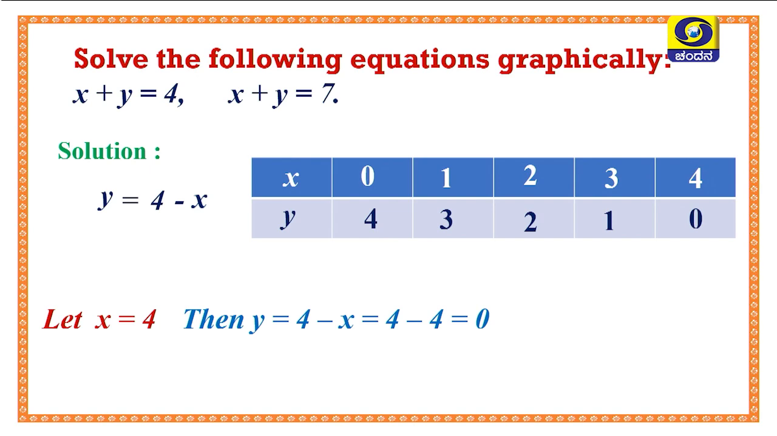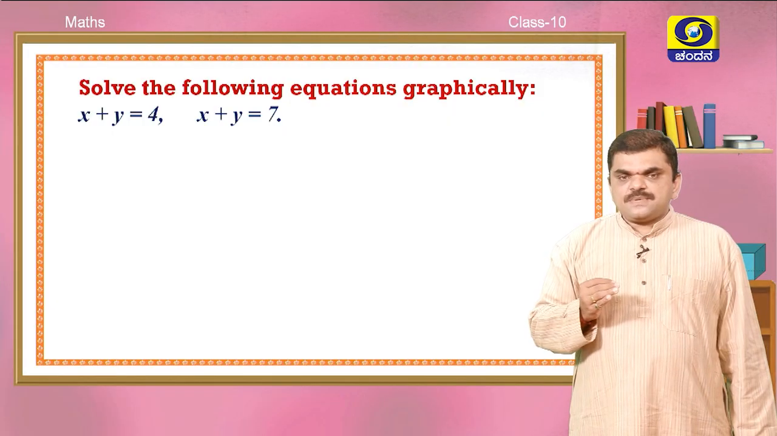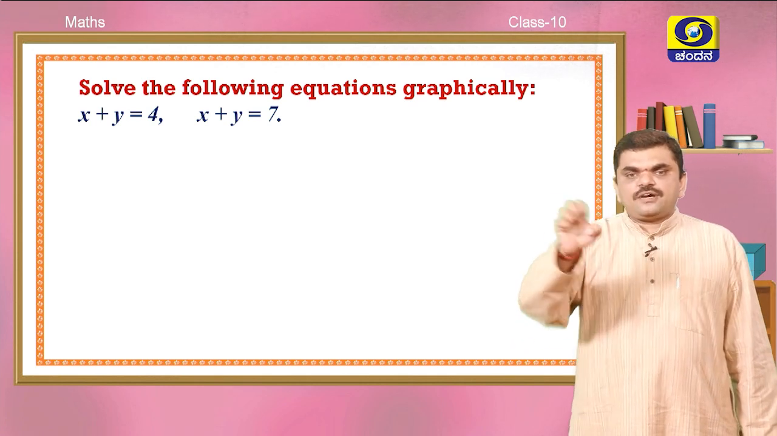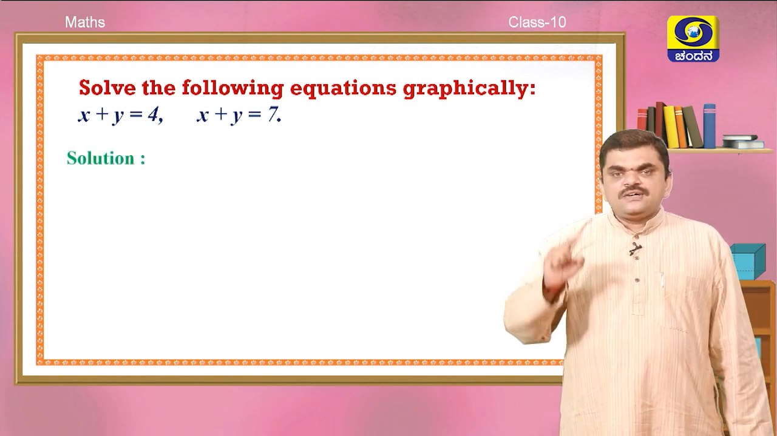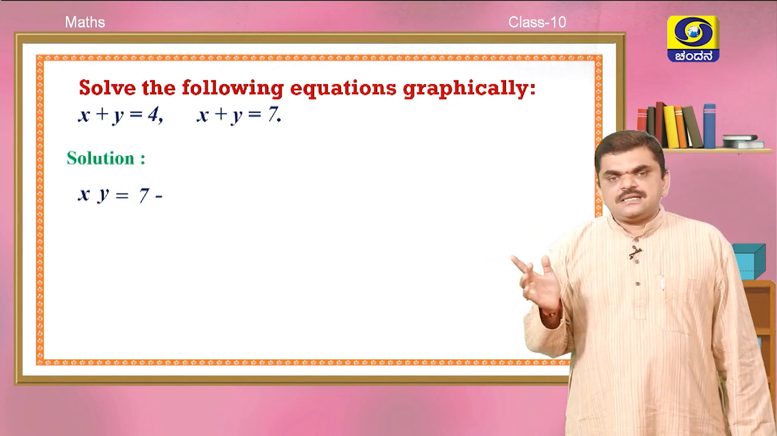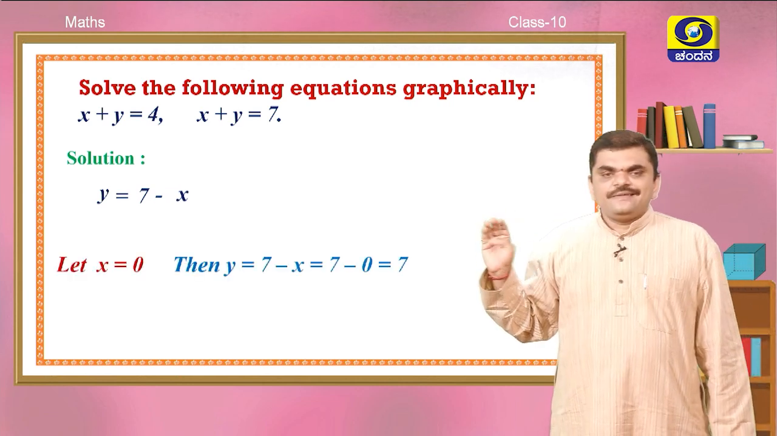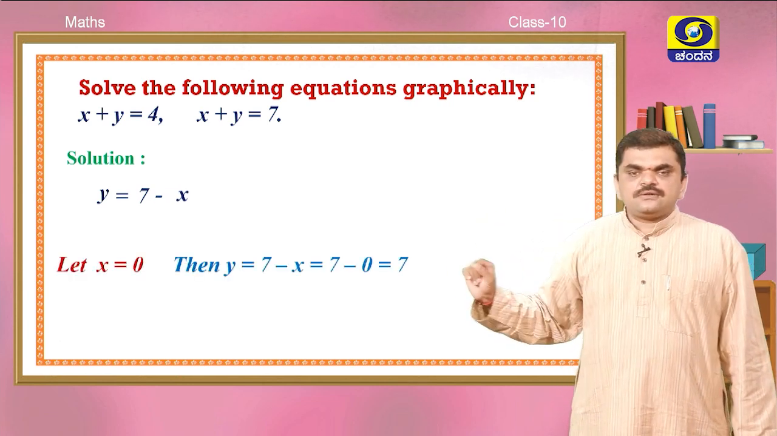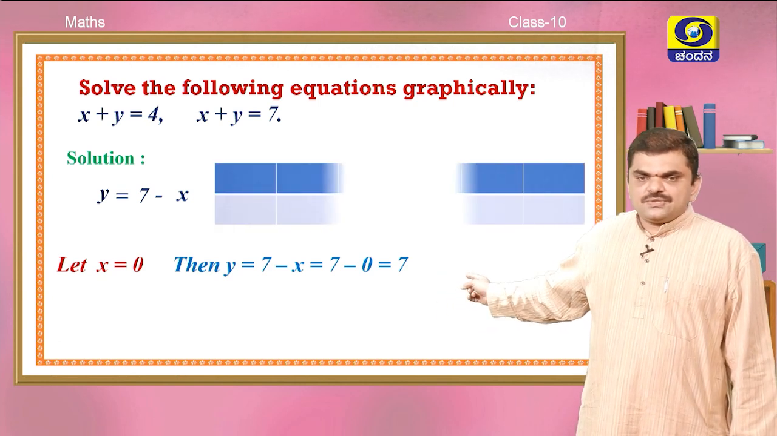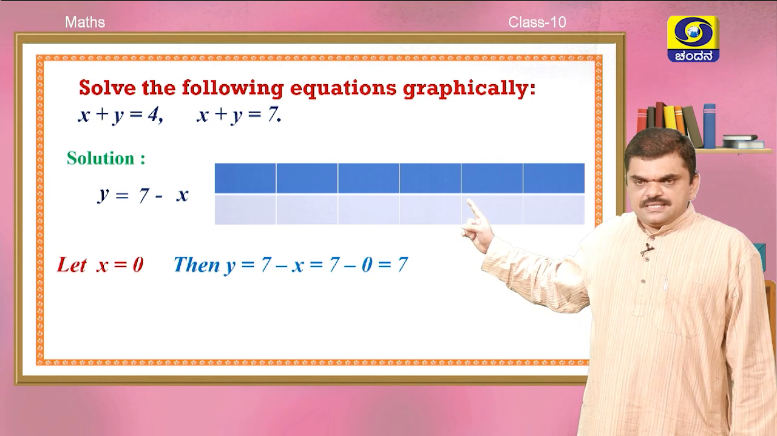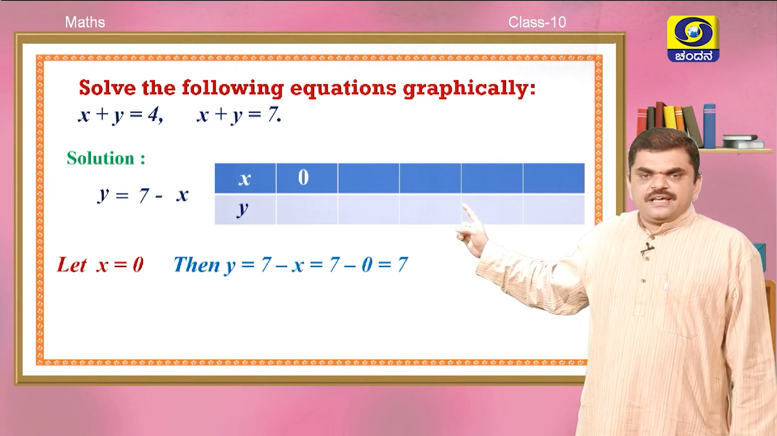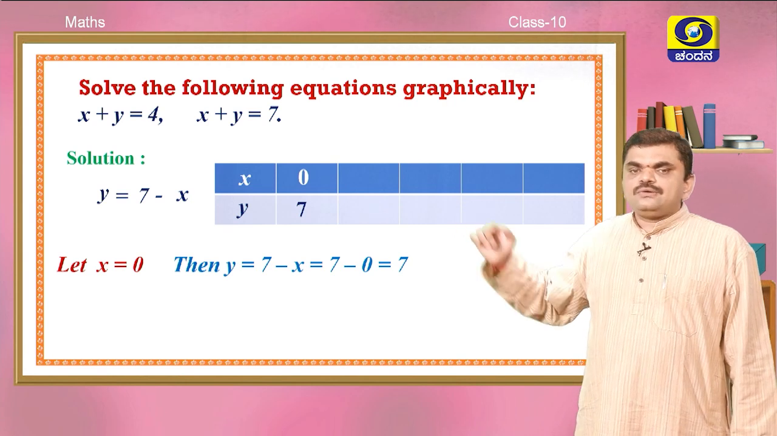Then take the second equation, children: x plus y is equal to 7. Represent the equation in the form of y, that is y is equal to 7 minus x. So, when x is equal to 0, y is equal to 7 minus 0, that is also equal to 7. Write this in the table, children, x coordinate and y coordinate. When x is equal to 0, y is equal to 7.